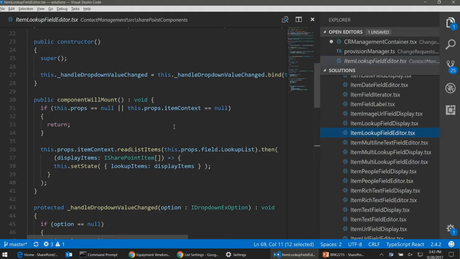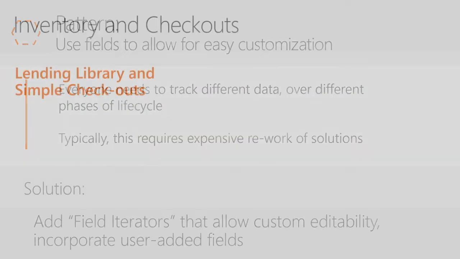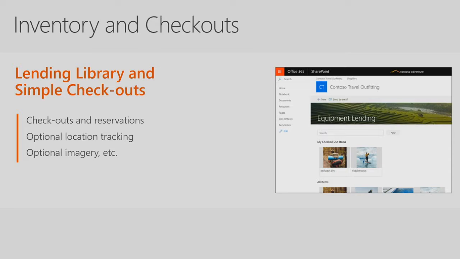Okay, let's move on to the next application. So this is just talking about the pattern, this concept of custom fields that you can add into your SharePoint list. Okay, next up, let's talk about inventory and checkouts. So you saw when I first visited that page, I had a set of pieces of equipment that people who worked for Contoso Adventure Travel could actually go and check out.